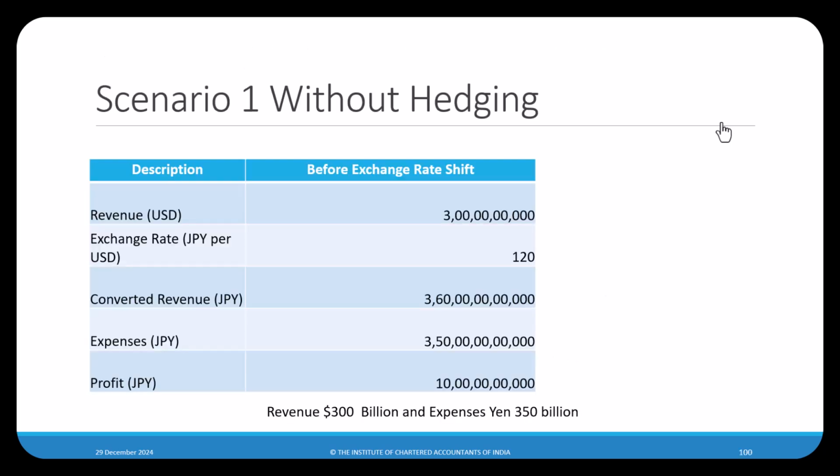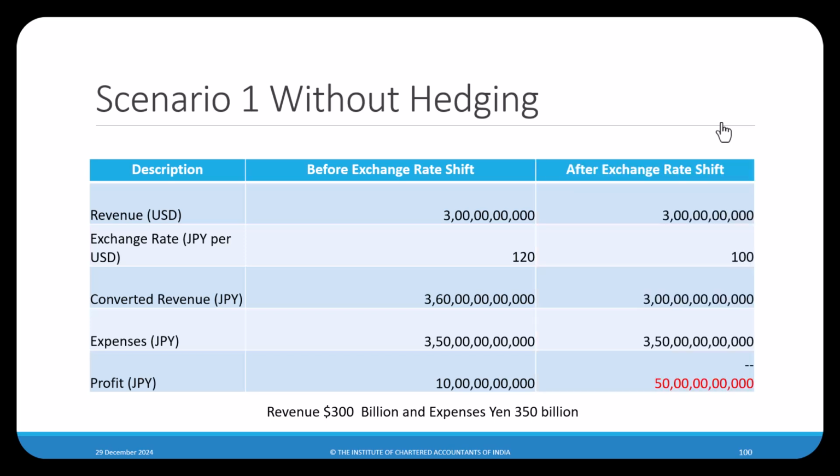Okay, so scenario 1 was without hedging, where the revenue was 3 billion dollars and the exchange rate was 120, so this was converted into Japanese yen. This was when Japan was manufacturing cars in their own home country, and the expenses were 3.5 billion. So they made a profit of about 10 something. Okay, now as the exchange rate goes from 120 to 110, they are going to lose money because of that. At the time when they were selling, and at the time the money was being realized, they found they lost heavily because the dollar has actually depreciated, or the yen has strengthened.